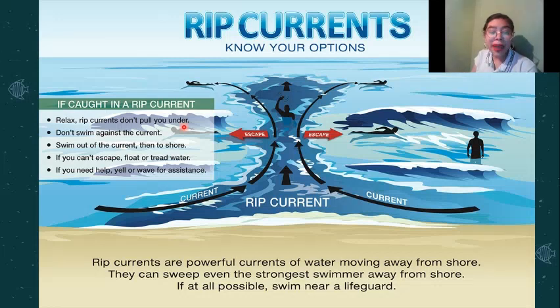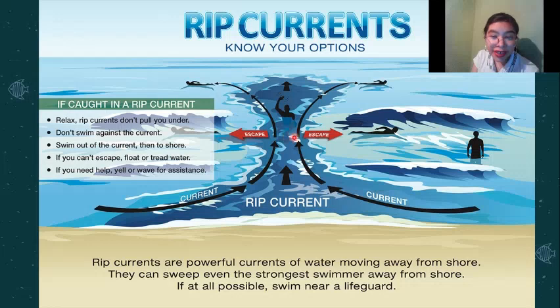If you can't escape, float or tread water. It means that you have to float while you are in the rip current. If you need help, yell or wait for assistance. If you definitely can't get out of this rip current, you have to wait for help. You have to yell, "Hey, please help me! I'm trapped in a rip current." Well, you're not going to yell that, but you're going to yell something like, "Help me, please! I need help."